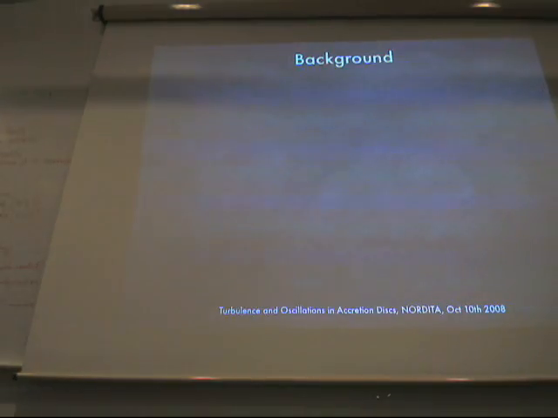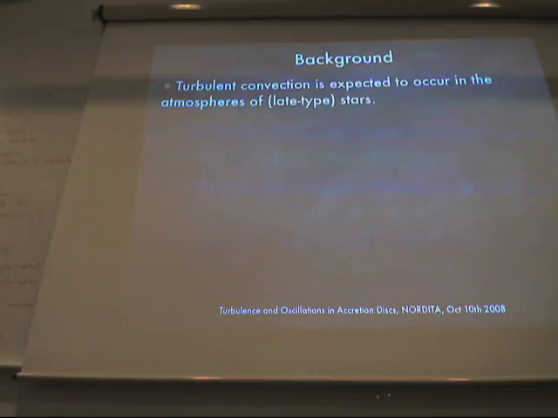The background for this study is not in the accretion disk community, because we were doing convection simulations with the stellar context in mind. Turbulent convection is expected to occur in the outer layers of late-type stars, such as the Sun, and also other places, but this is what we were mainly interested in. And this convection then usually drives the large-scale dynamo.